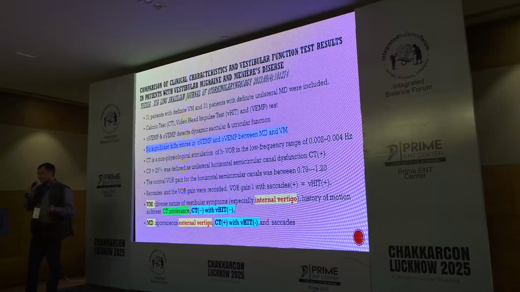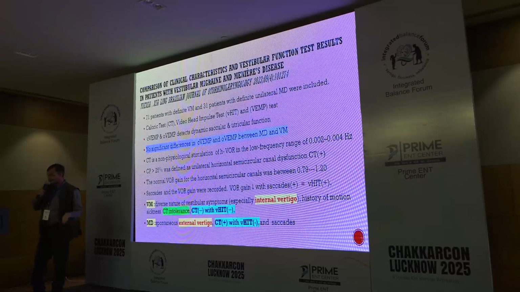What is calorie test? Calorie test is a non-physiological stimulation of the horizontal vestibulo-ocular reflex in a low frequency range of 0.002 to 0.004 Hertz, and canal paresis is diagnosed when there is a more than 25% decrease in the unilateral horizontal semicircular canal function. The normal VOR gain for the horizontal semicircular canal lies between 0.79 to 1.2. In his cases, the saccades and the VOR gain were recorded. If there was a fall in the VOR gain along with the presence of saccade, it was taken as video head impulse test, that is VHIT test positive.